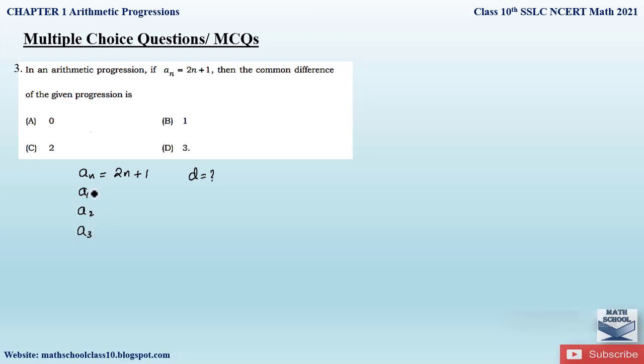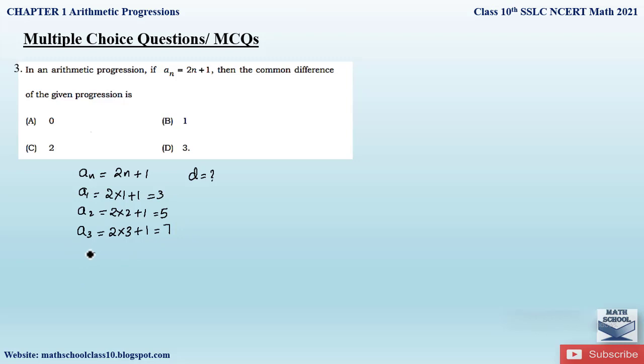So let us find out the first term a1 by substituting n equal to 1. So 2 into 1 plus 1, so that will be 2 into 1 is 2 plus 1 is 3. Similarly, a2 will be 2 into 2 plus 1. So 2 into 2 is 4 plus 1 equal to 5, and the third term will be 2 into 3 plus 1. So here 3 into 2 is 6 plus 1 is 7. Right, so we got the terms 3, 5 and 7.